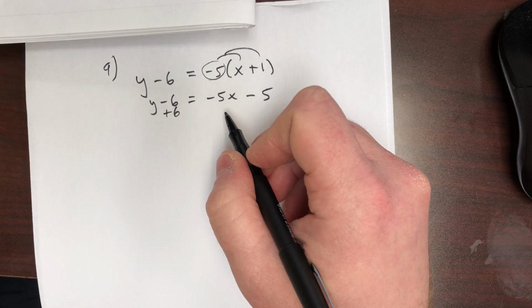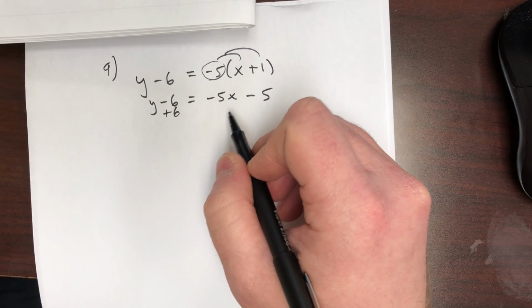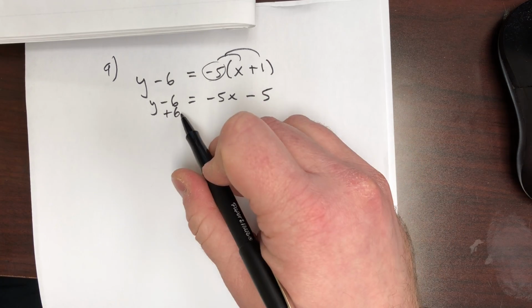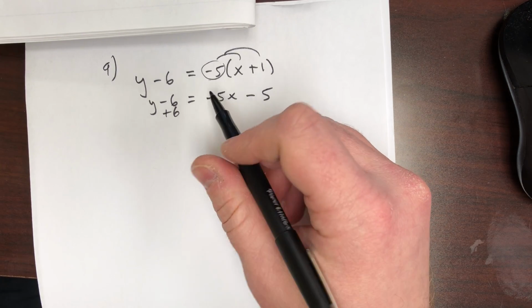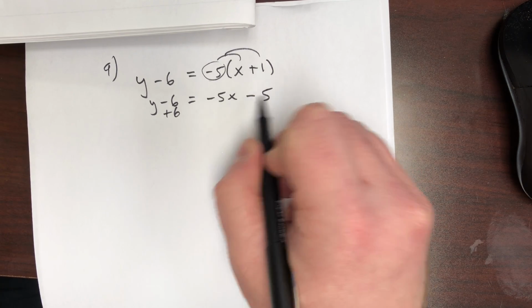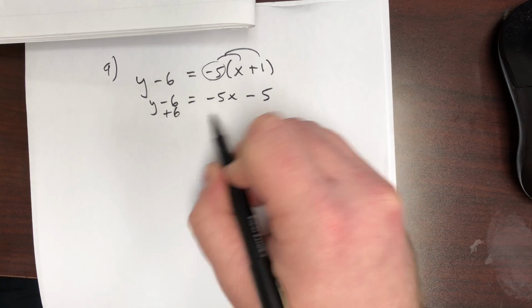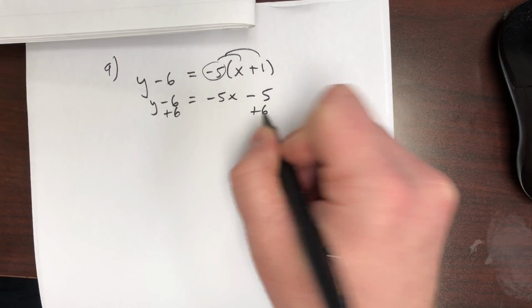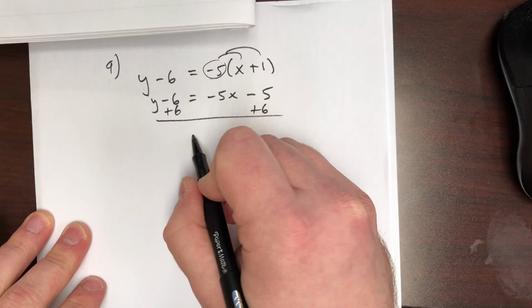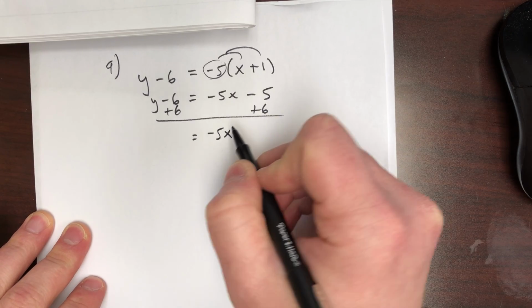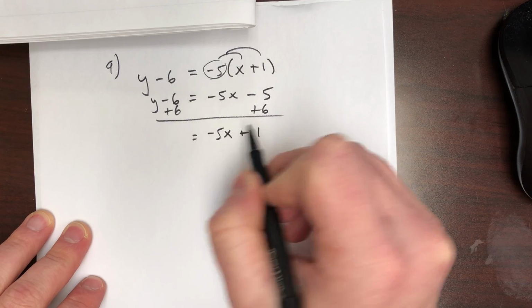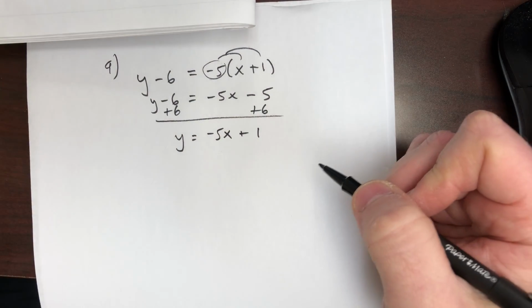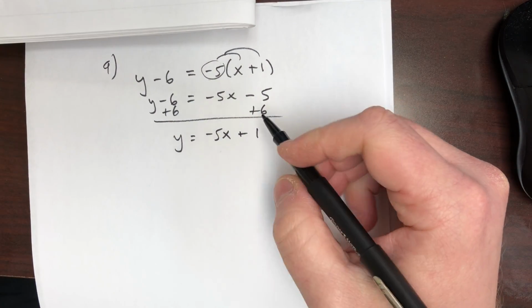I kind of glossed over this last time. Out of these two, I'm going to add the 6 to the one that is the same kind of terms. I need to add it to like terms. And so I have 5x and I have regular 5. I'm going to add it to regular 5 because it's a regular 6. When I do that, the negative 5x comes down, and negative 5 plus 6 is positive 1. And now we have this in slope-intercept form.